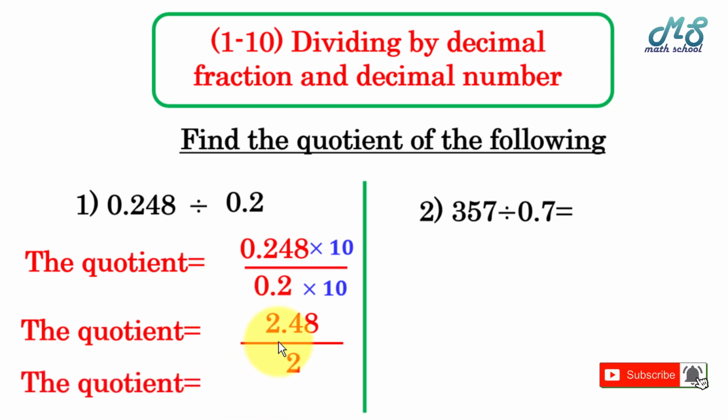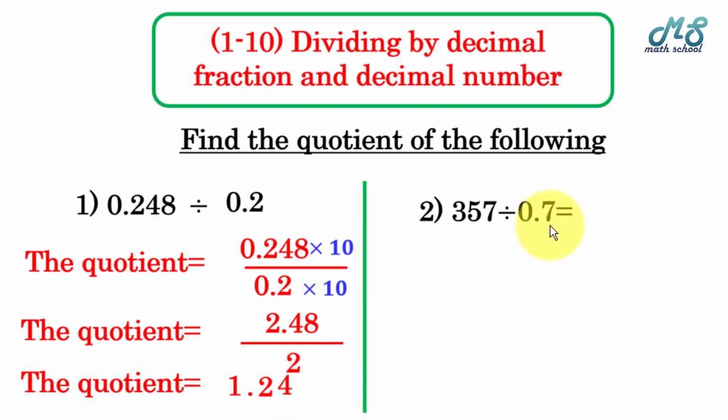Start from left to right. 2 divided by 2 equals 1. Now insert the decimal point. 4 divided by 2 equals 2. 8 divided by 2 equals 4. Now the quotient equals what, guys? 1.24.